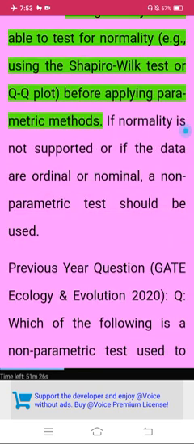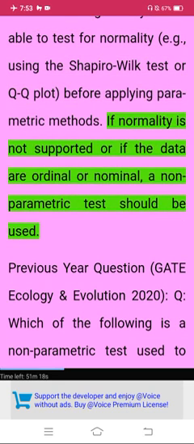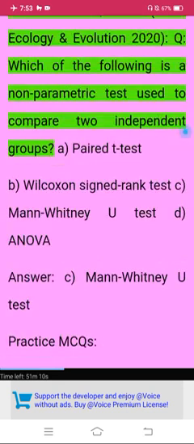It is generally advisable to test for normality, e.g., using the Shapiro-Wilk test or QQ-plot before applying parametric methods. If normality is not supported or if the data are ordinal or nominal, a non-parametric test should be used.